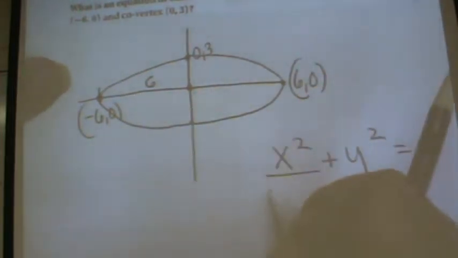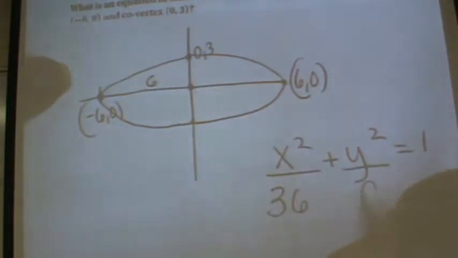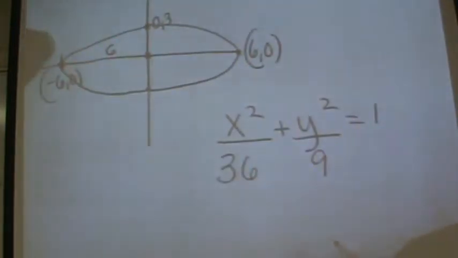So, is this one longer on the x-axis or y-axis? X. So what you're going to do, the A value is 6, so you're going to put a 36 here and a 9 underneath the y value. That's it. Easy? Okay, next one.